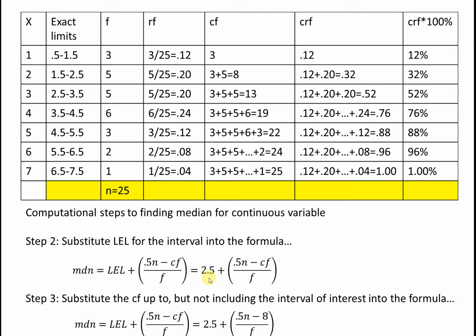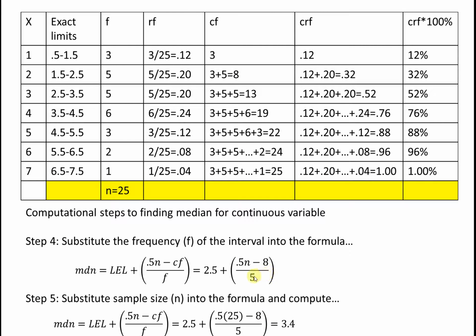So the 2.5 goes where the lowest exact limit is specified. 0.5, the cumulative frequency up to but not including the interval is the 8. So that's being substituted in here. You can see I've substituted the 5 for the frequency in terms of the cases that fall within the interval, and then also multiplying the 0.5 times 25. So when we compute everything in the parentheses first and then add it to the 2.5, we end up with a median of the distribution of 3.4.